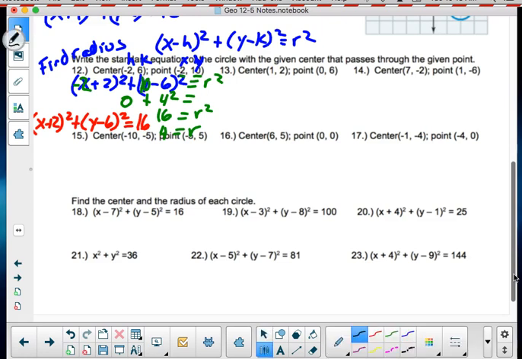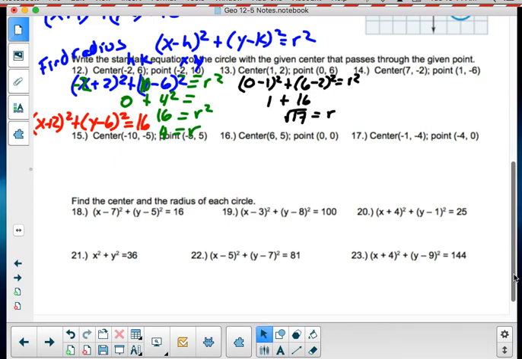I've got 0 as my x. So again, I'm using that equation. 0 minus 1, squared, plus 6 minus 2, squared, and I'm looking for r squared. This is going to be (−1) squared, which is 1, and this is going to be 4 squared, which is 16. That's going to be 17, so r is the square root of 17.